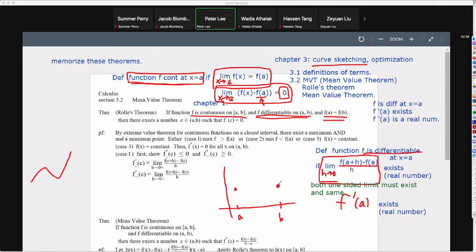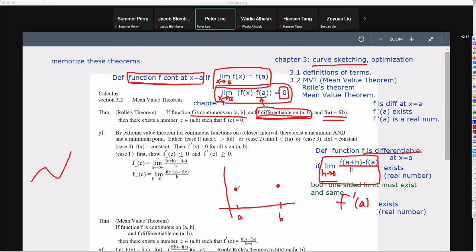And then from x goes A to x goes B, well, we have a function here. And the graph is what? The function is continuous and must be differentiable. Especially this differentiable means that there must be a tangent line to the curve at every point. It cannot have any sharp corners.